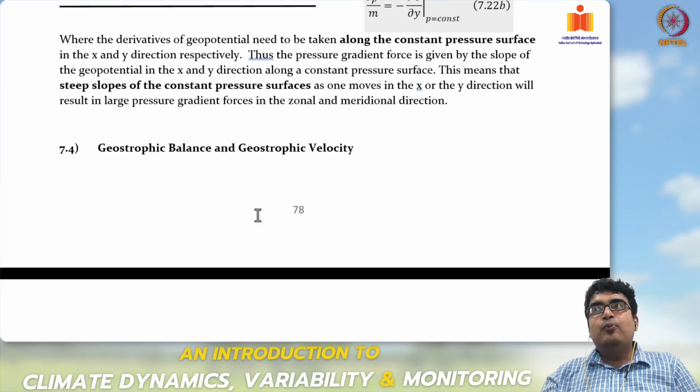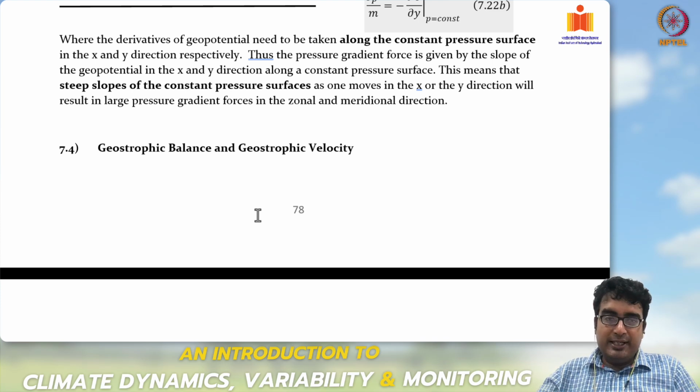Now that we know Coriolis force and pressure force, there is a very interesting concept that comes up, especially away from the surface in the high altitudes, and this is called the geostrophic balance or geostrophic velocity. What does this mean? So we will discuss this.